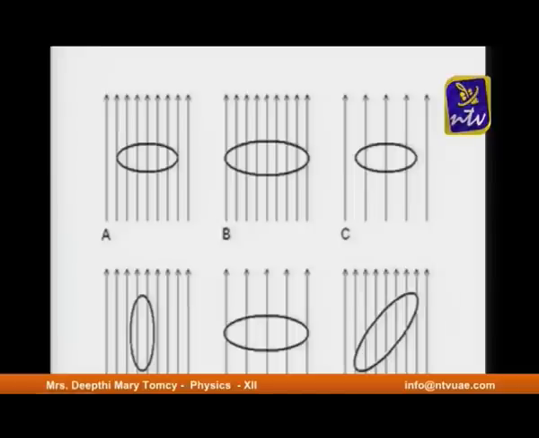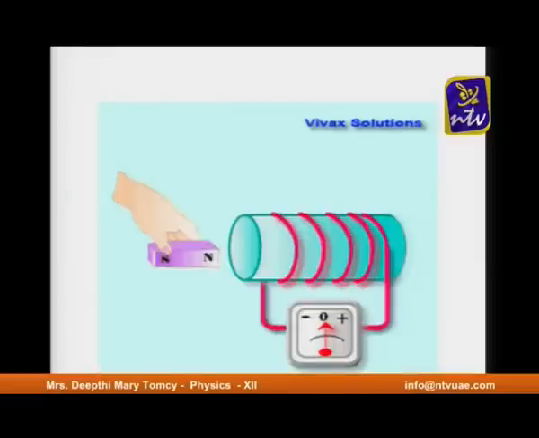And in figure D, when the orientation of the coil is changing, the flux is changing. So, by changing either the orientation, or the area, or the magnetic field, you can change the flux linked with the coil. Thus, we can change the magnetic flux.